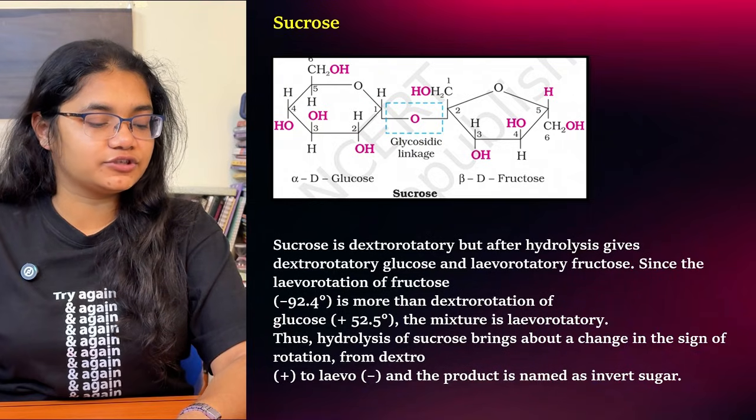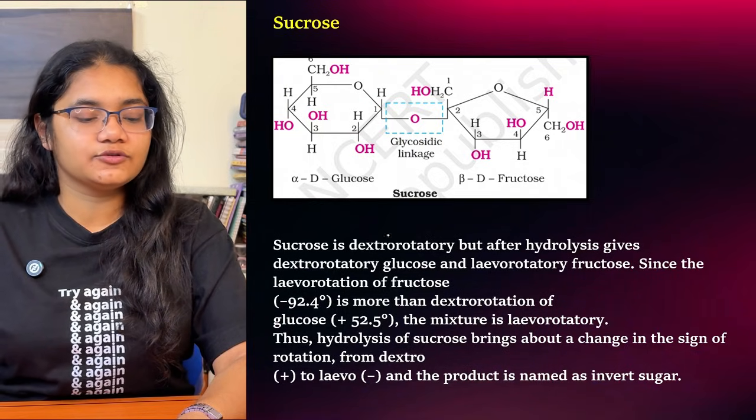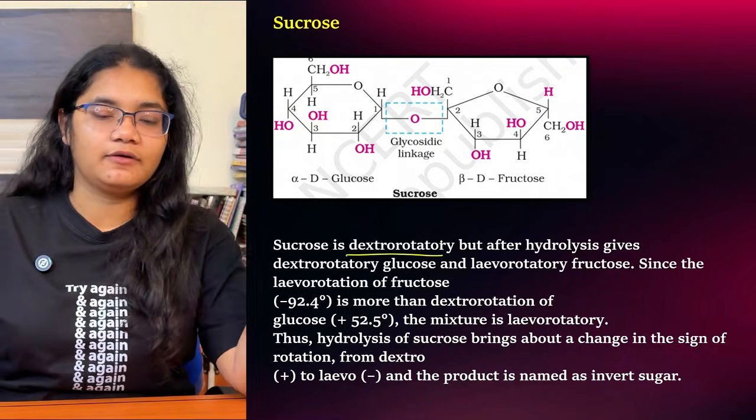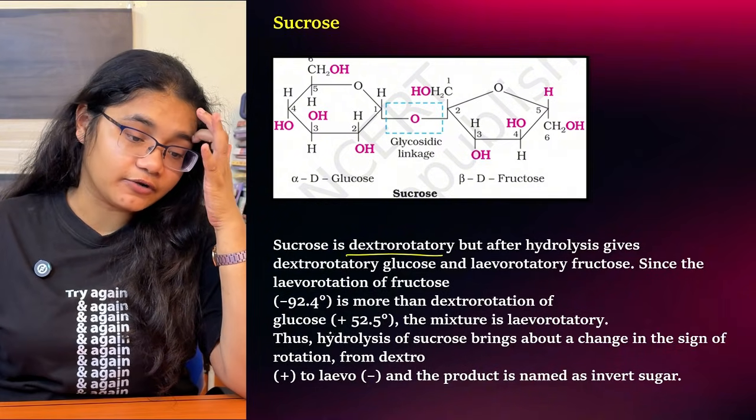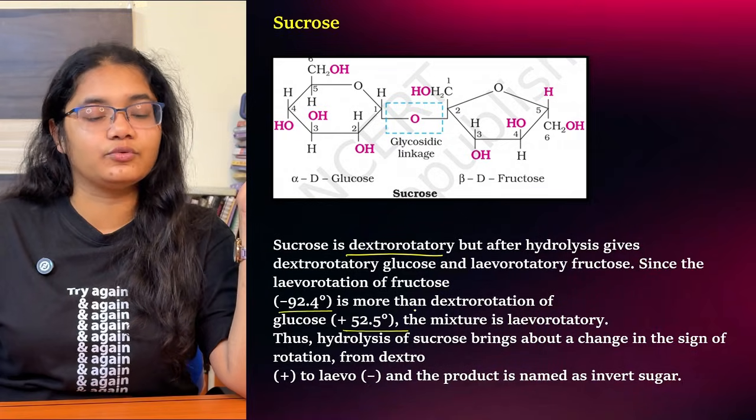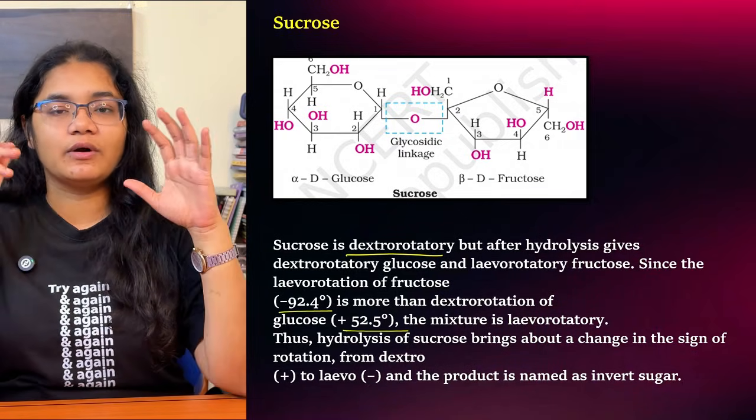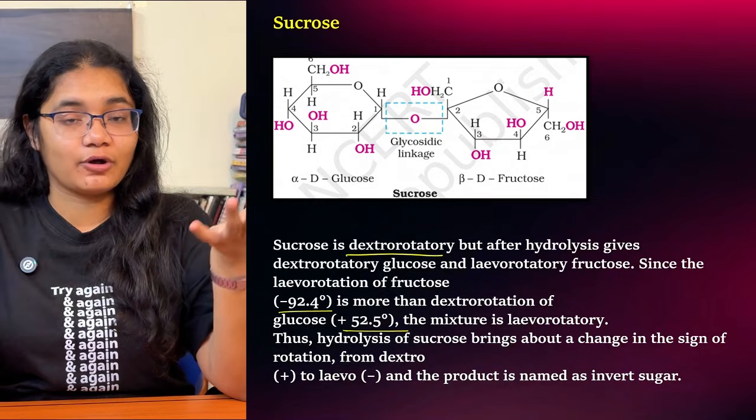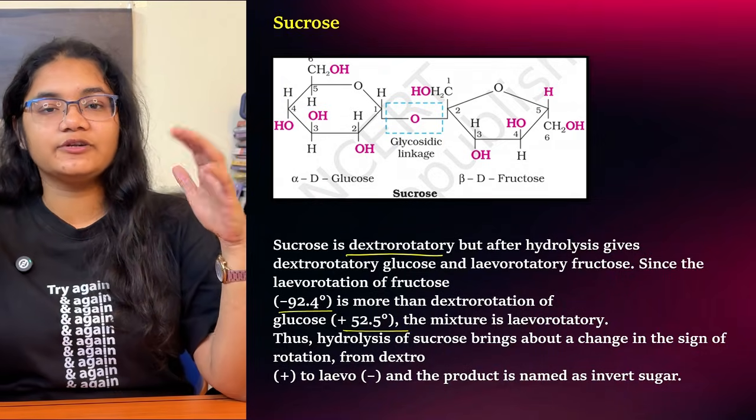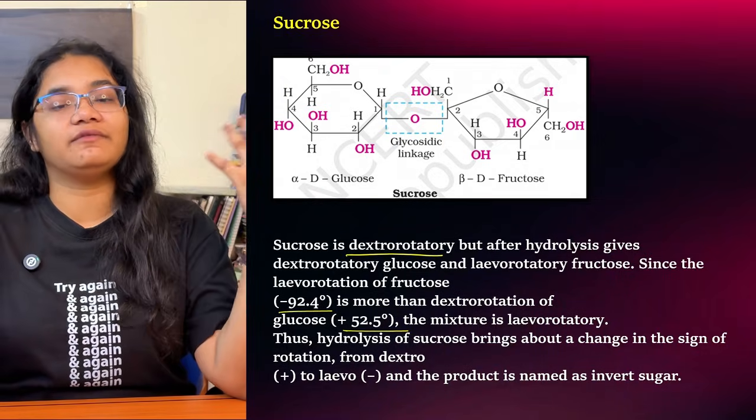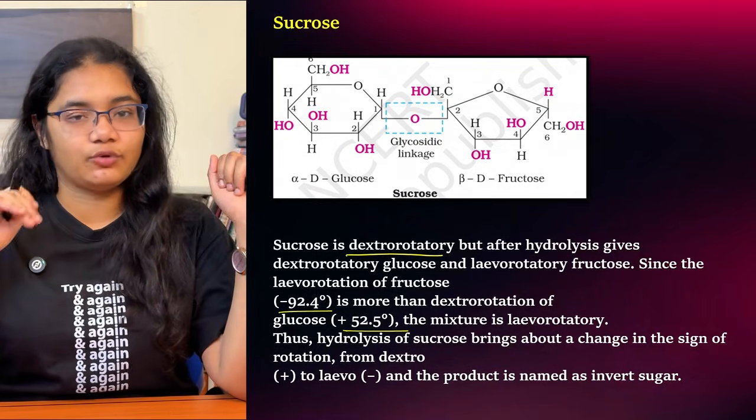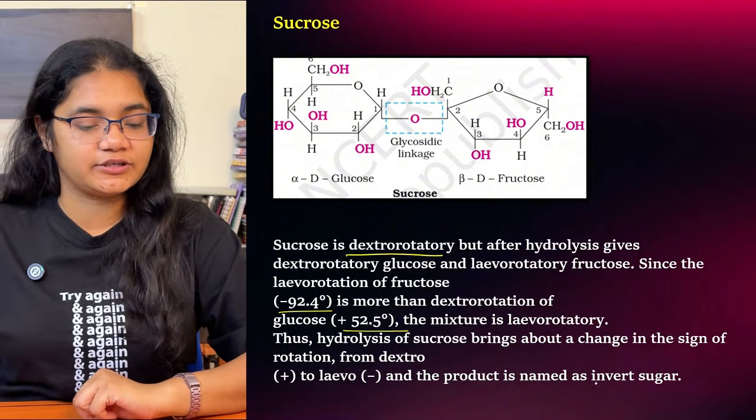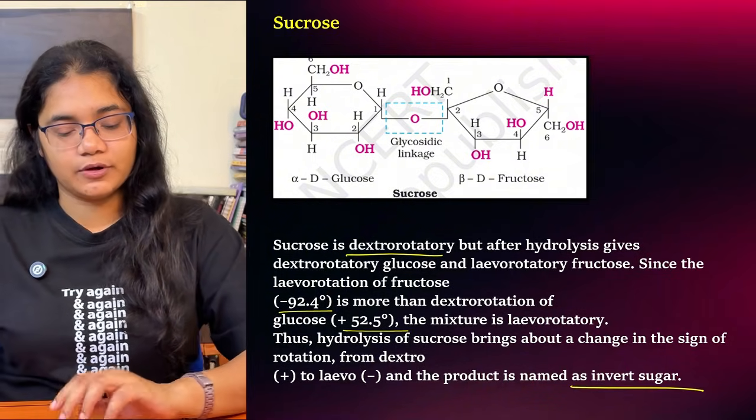Now, what is inversion of sugar? That is important. Sucrose is actually dextrorotatory, but when you hydrolyze it, what happens? Fructose and glucose are formed, right? Now, fructose is minus 92.4, whereas glucose is plus 52.5. So now what happens? The net rotation is negative, or in the anti-clockwise direction. Earlier sucrose was dextrorotatory, but when you leave it for some time, on hydrolysis the solution now becomes levorotatory because there is a change in the configuration. We call it an invert sugar.